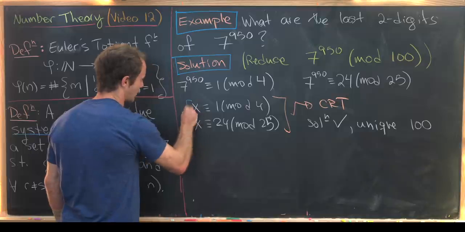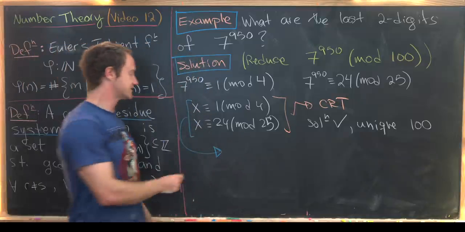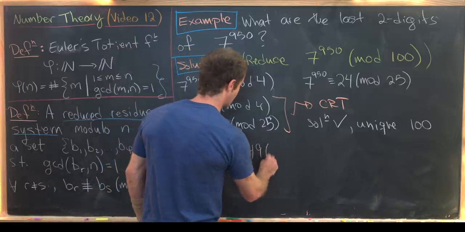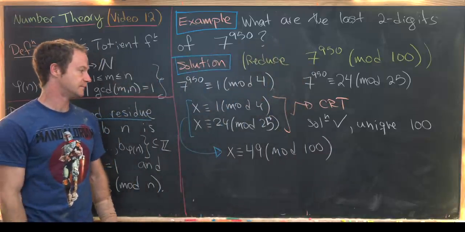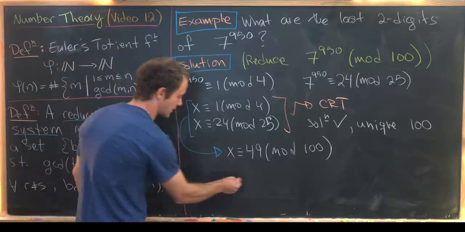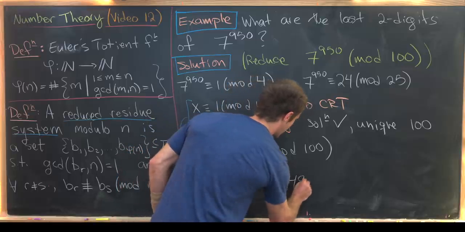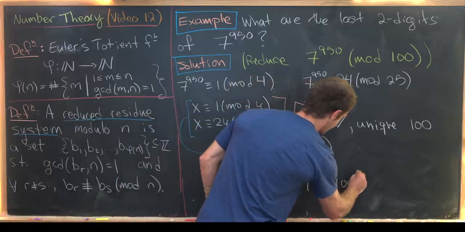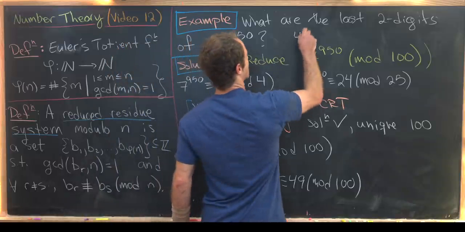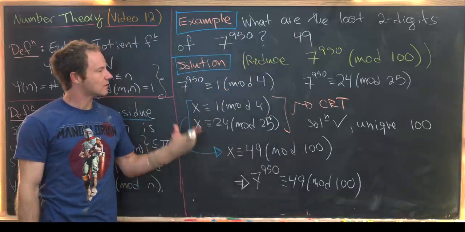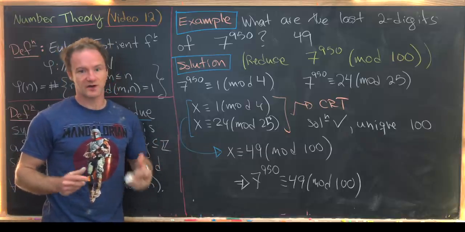So like I said, we won't work out all of the details. It's in the previous video, and really it's just kind of a calculation. What you'll see is that x is congruent to 49 mod 4 times 25, or mod 100. So putting all of that together, we see that our number, 7 to the 950, is congruent to 49 modulo 100. In other words, the last 2 digits of 7 to the 950 are 49. So let's maybe get rid of this and we'll give some warm-up problems that are built off of Euler's theorem and Fermat's little theorem.